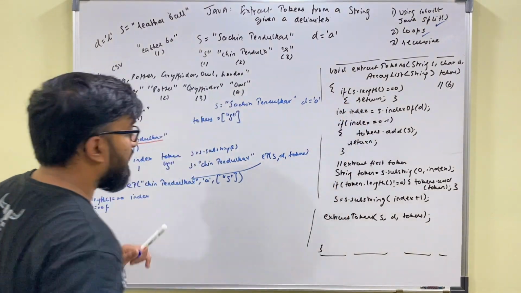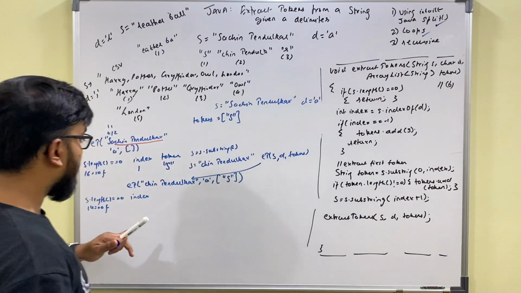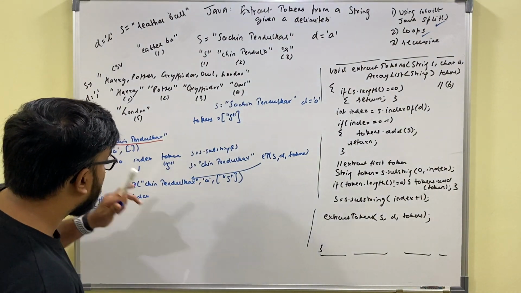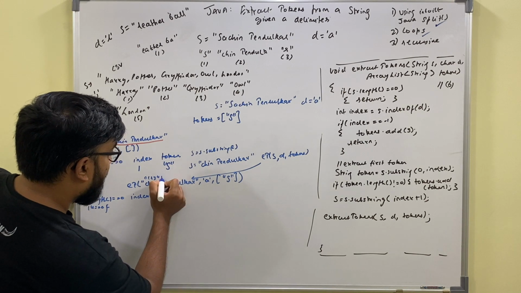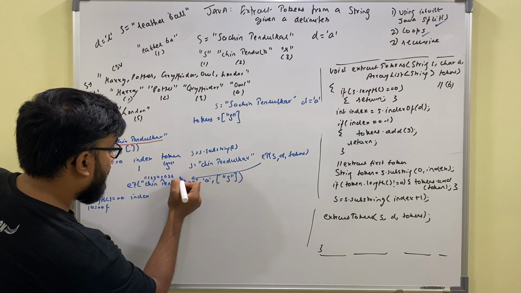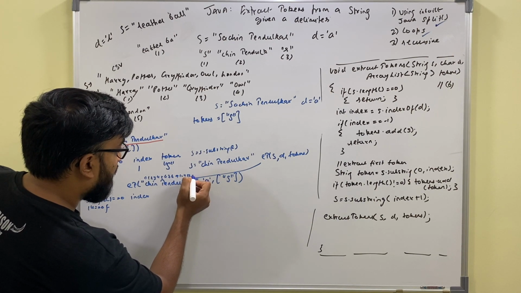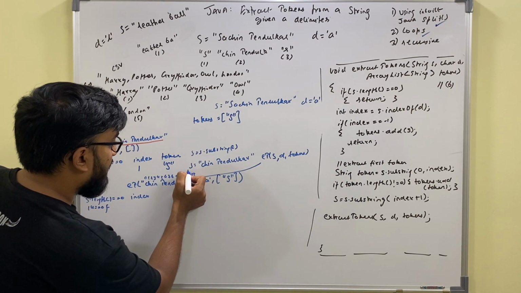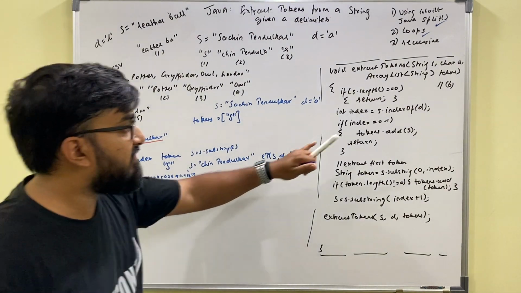You come here and calculate the index. You find where d is in s, where a is in this string. So 0, 1, 2, 3, 4, 5, 6, 7, 8, 9, 10, 11, 12, 13. So a is here at index 12. So index is 12. Okay, 12 is equal to -1 is false.